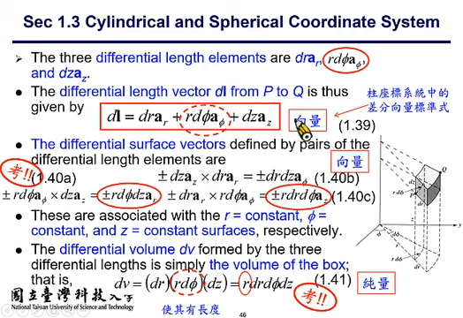And here are the expressions for the differential lengths. What is the difference between this and the differential length in the Cartesian coordinate system? In Cartesian coordinates, dl equals dx ax plus dy ay plus dz az. Here you have dr ar plus r d phi a phi plus dz az. Why? Because d phi itself is a difference in angle, not a length. You need to multiply by r at this position to provide the length of change along the phi direction.